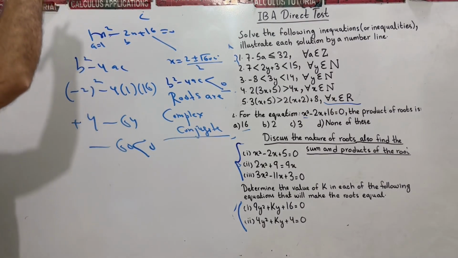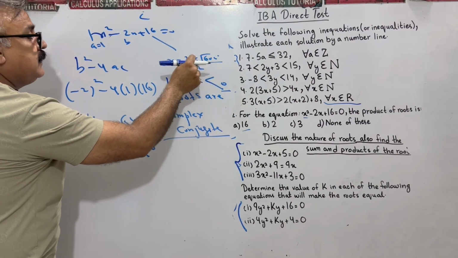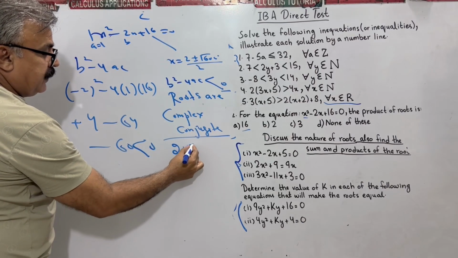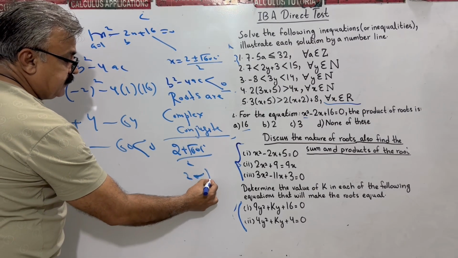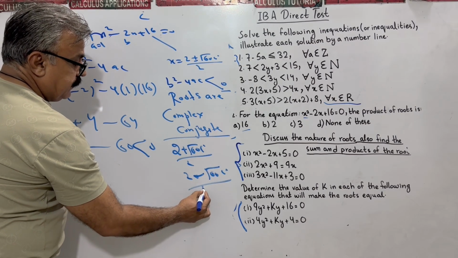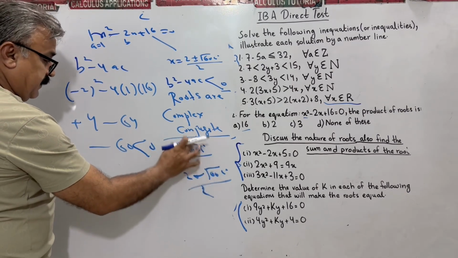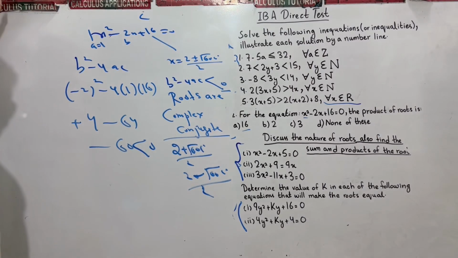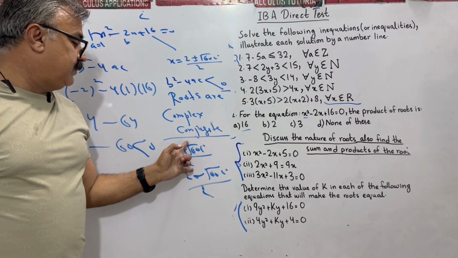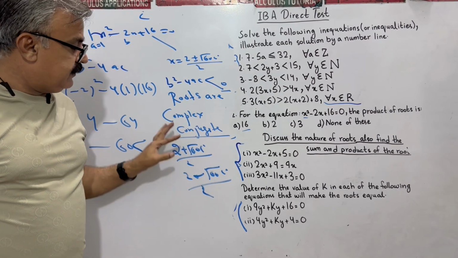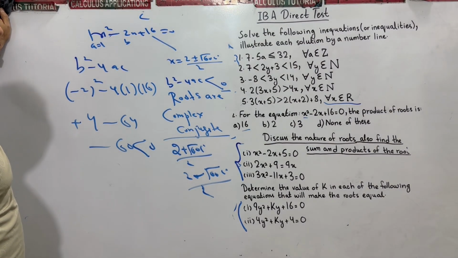Complex conjugate means they differ only in the symbol of iota. Just open them up, write them separately. 2 plus root 60 iota over 2 is one root, and the second root is 2 minus root 60 iota over 2. They are imaginary and they differ by the symbol of iota only. Such roots are known as complex conjugate. Here root 60 iota is positive, here it is negative. The rest remains the same. This is where the roots are complex conjugate.